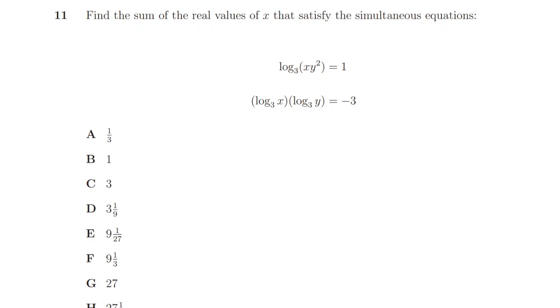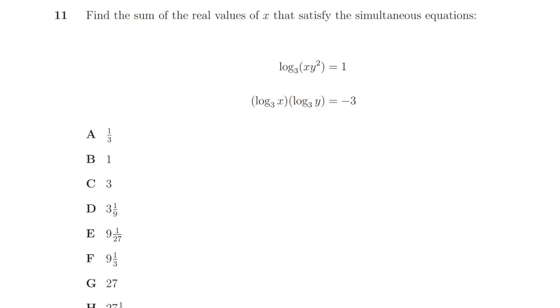So, question 11. Find the sum of the real values of x that satisfy the simultaneous equations. Log base 3 of xy squared equals 1, and log base 3 of x times log base 3 of y equals negative 3.